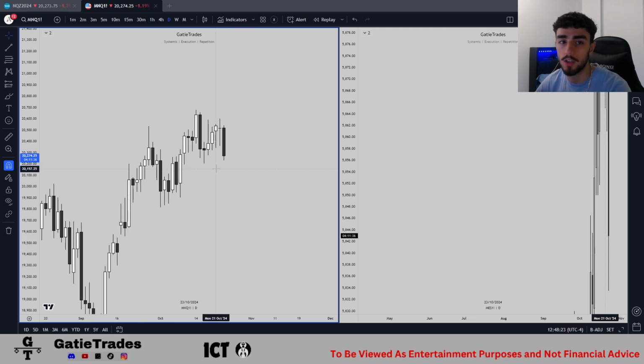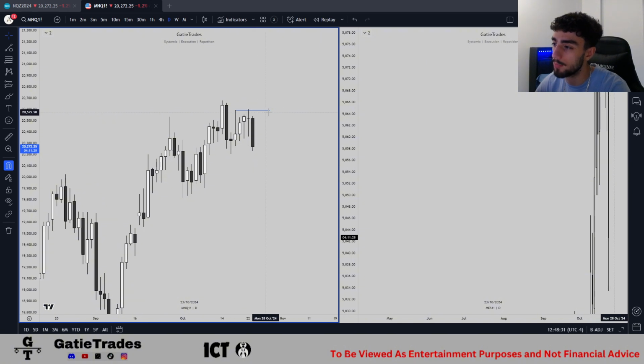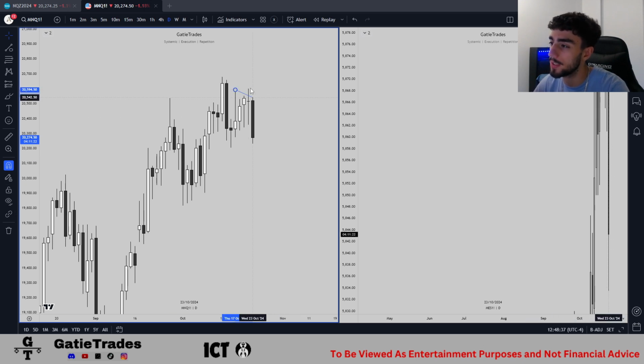Okay, so first things first, on the daily chart, we took out the buy side here. So weekly power of 3, we opened up on Monday. We came up, took out the buy side. So that's two confluences, weekly power of 3. We took out buy side on the daily chart. And there's also an SMT here. That's 3 things telling us we're going to go lower.